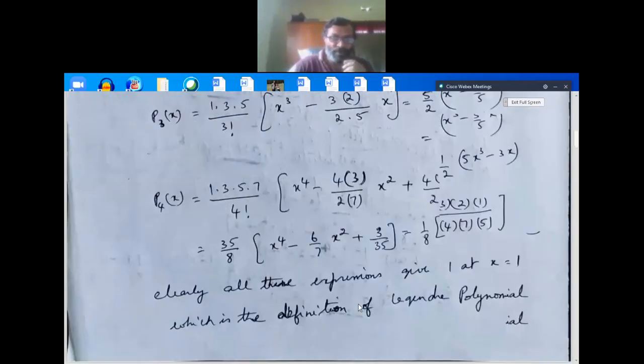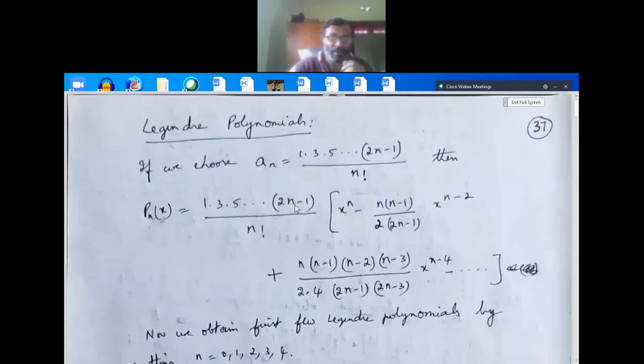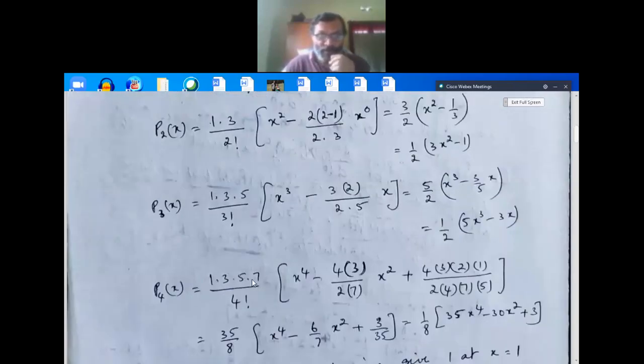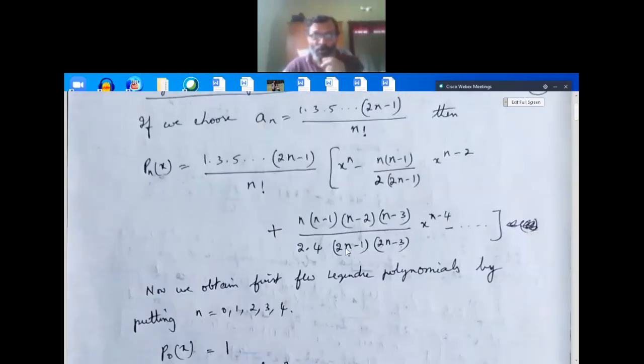Similarly, when you find P4 of x, when you substitute here, P4 of x means 2 into 4, 8, 8 minus 1, 7. So 1 into 3 into 5 into 7 divided by 4 factorial, here x power 4. Substitute all that. Here 4 minus 4, 0, so till this term, and put all n equals 4. So all the terms are possible. So we'll get 1 into 3 into 5 into 7, take the pencil and just check it, divided by 4 factorial into x power 4 minus 4 into 3 by 2 into 7 into x squared plus 4 into 3, that is here, 4 into 3 into 2 into 1 divided by 2 into 4, 4 into 8 minus 1, 7, 2 into 4 into 7, 4 into 8, 8 minus 3.